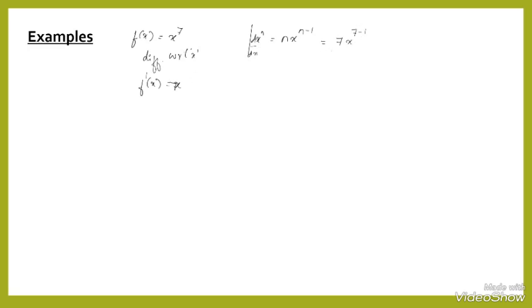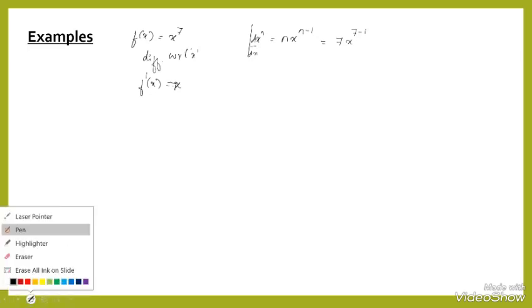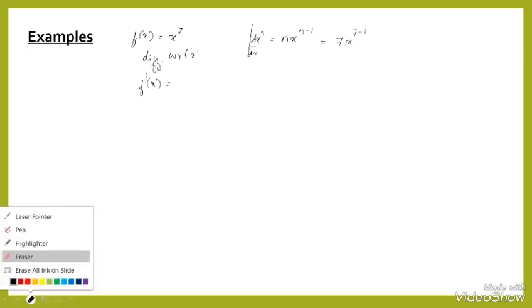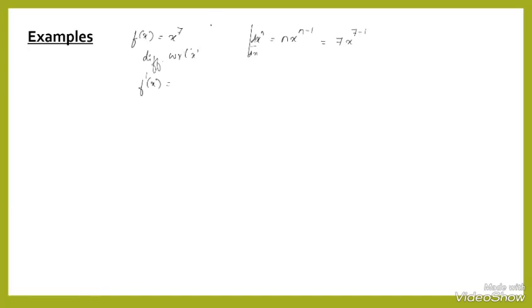Okay, I will write 7 into x to the power 7 minus 1 is equals to 7 into x to the power 7 minus 1, 6. This is the differentiation, f dash of x. Okay. Now, again, I will take another function.